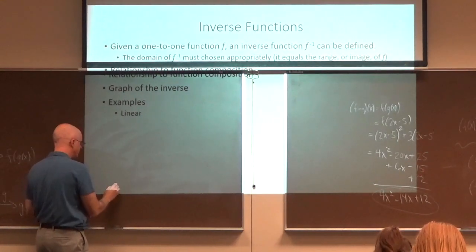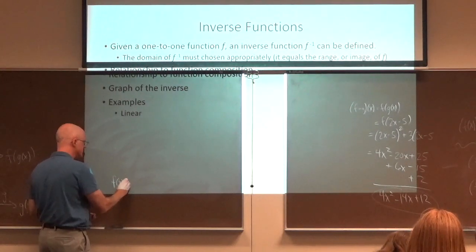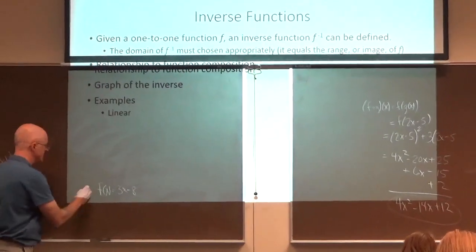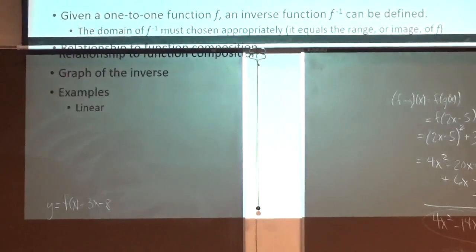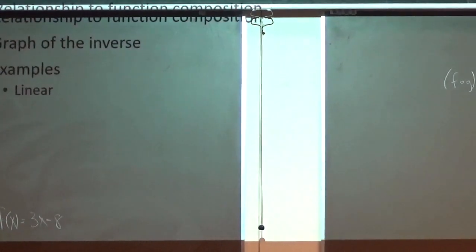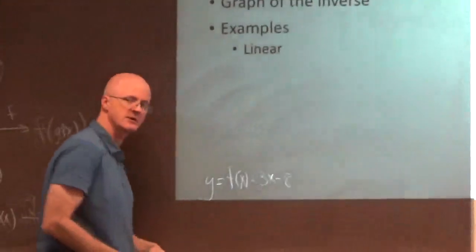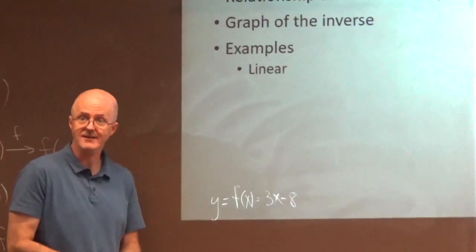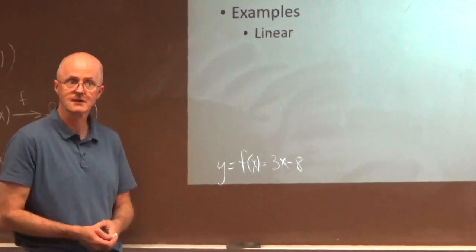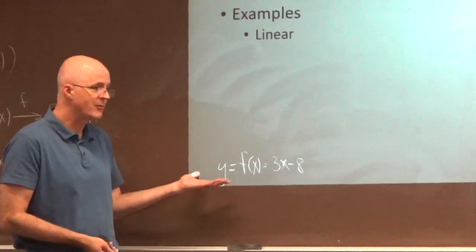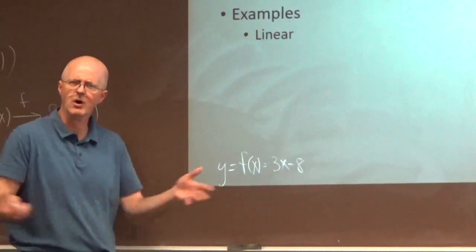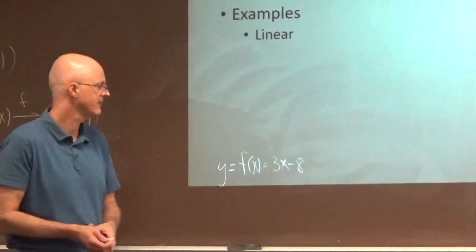Say a function f defined by the formula f of x equals 3x minus 8, a linear function. We call this y for the output. What's the inverse function? We've talked about this before, right? Last week we talked a little bit about it with unit conversions. You want to solve for the independent variable, to switch the roles of what's independent and what's dependent.